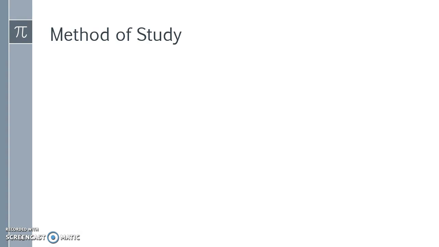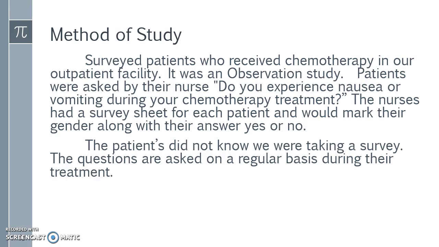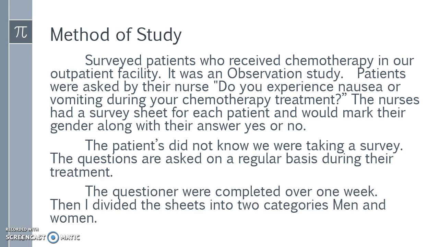The method of my study was I surveyed patients who received chemotherapy in our outpatient facility. It was an observational study. Patients were asked by their nurses, do you experience nausea or vomiting during your chemotherapy treatment? The nurses had a survey sheet for each patient, and they would mark their gender along with their answer, yes or no. The patients did not know we were taking a survey because the questions are always asked on a regular basis during their treatment. The questionnaire was completed over 1 week.